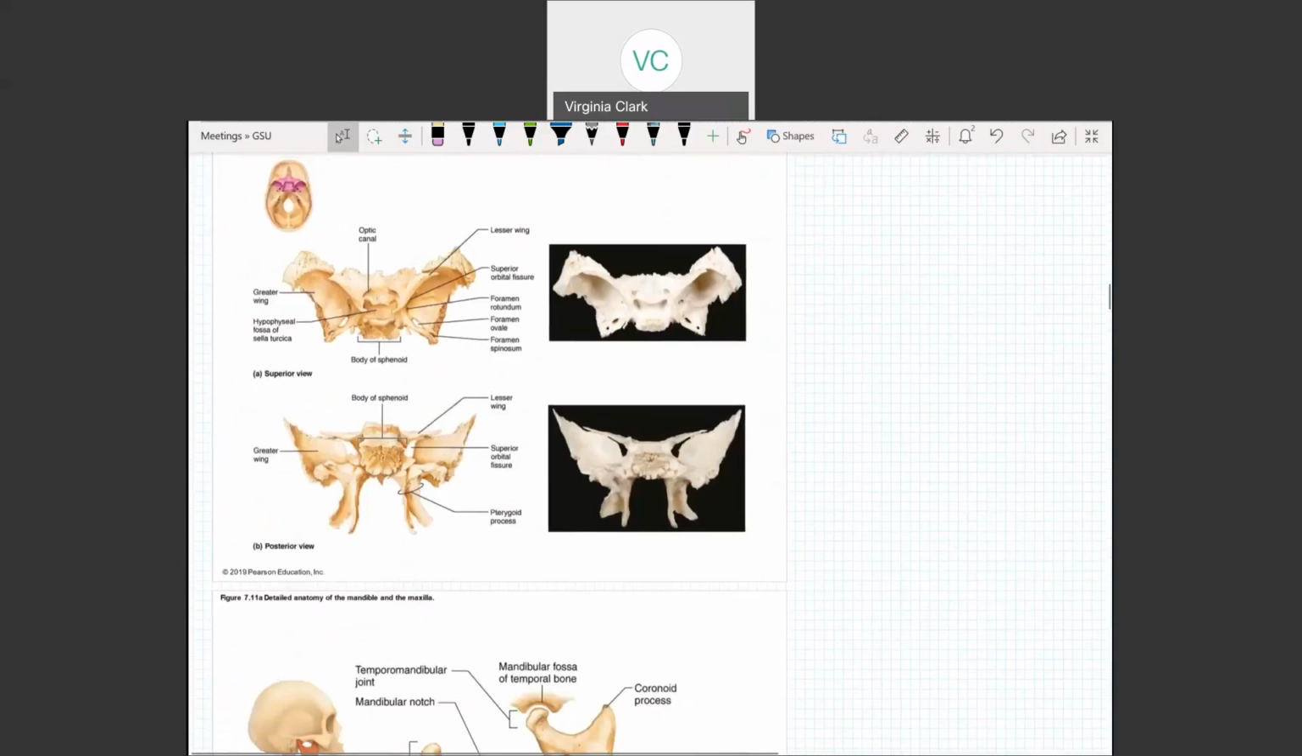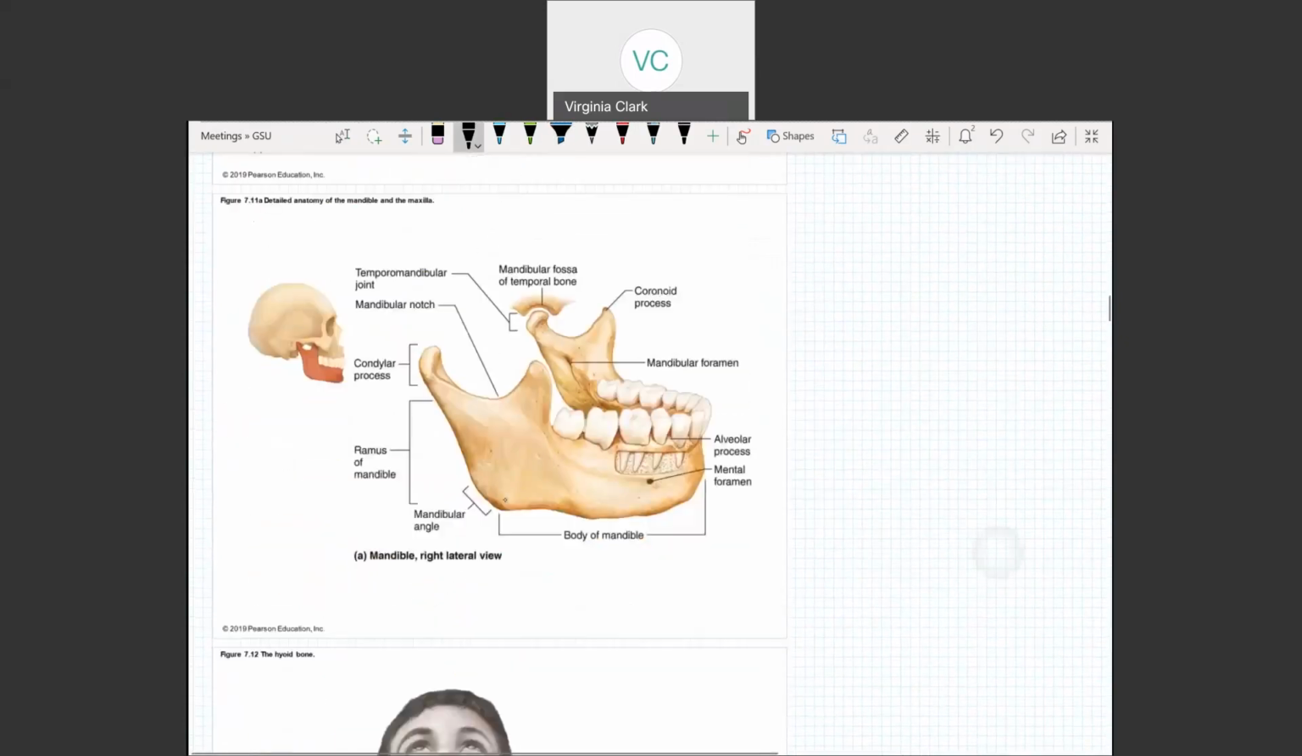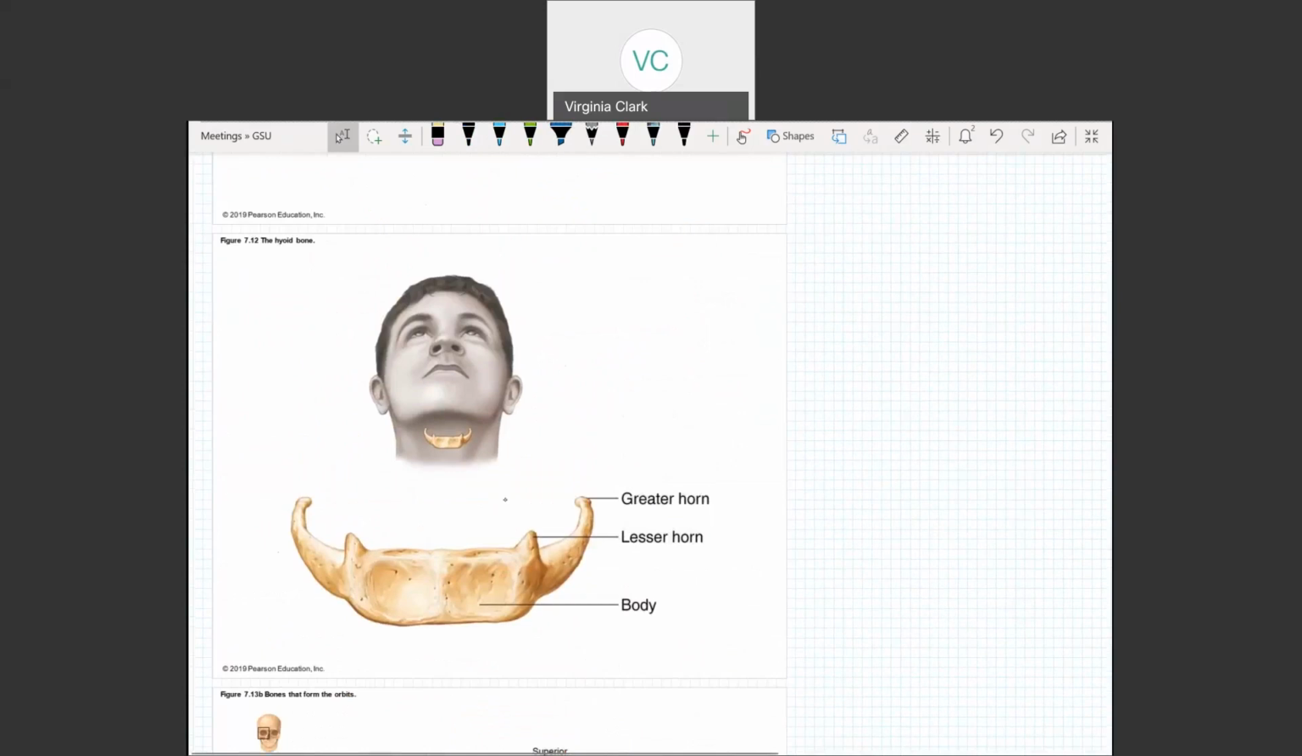Okay, your ethmoid and your sphenoid are bones of your skull, and these are actually going to be found here. So they're going to be behind your nose, deep inside your skull. So you can see where those fit right there. Here's a larger example of your mandible. So within your axial skeleton, your skull, you will also have a free floating bone that is going to be your hyoid bone. And your hyoid bone is the only bone not connected to another bone.